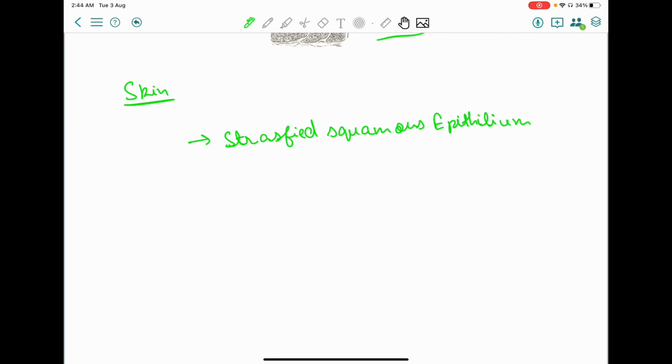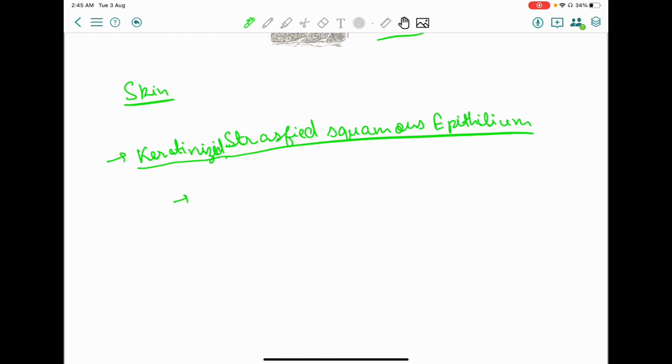Many say that it is the same as the epithelium in the esophagus, and of course in the esophagus there is also stratified squamous epithelium, but here there is a difference: it is keratinized stratified squamous epithelium. It is keratinized. But in the esophagus it was non-keratinized. I will tell you later what keratinized means.